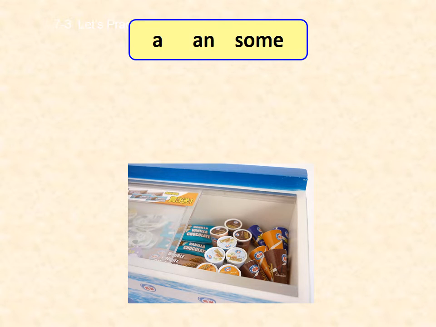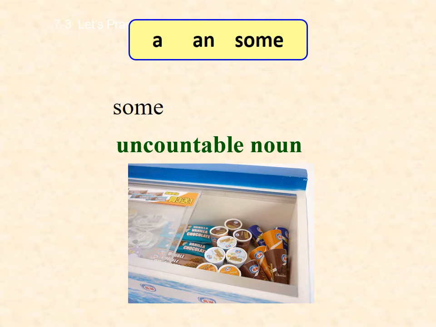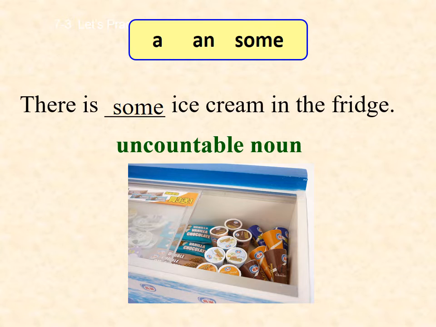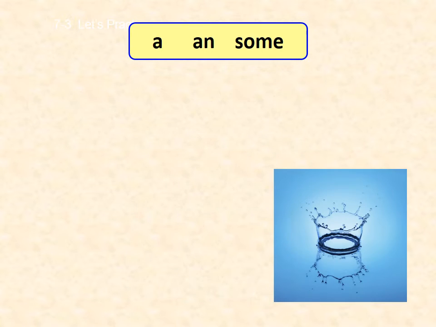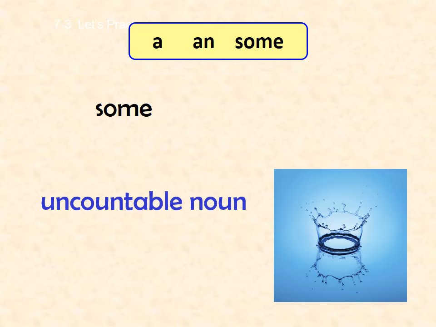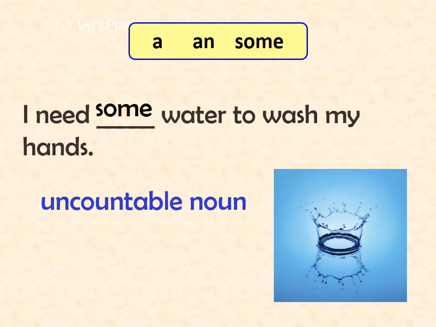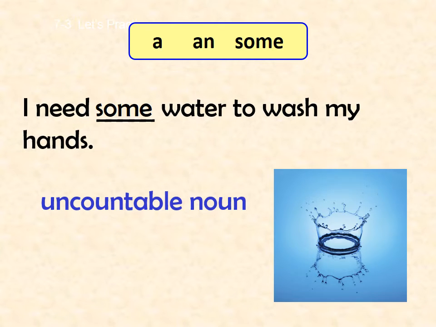About this one. It's uncountable noun. So I'll say there is some ice cream in the fridge. What about this one? It's uncountable noun. So I'll use some. I'll say I need some water to wash my hands. I can't say I need a water.